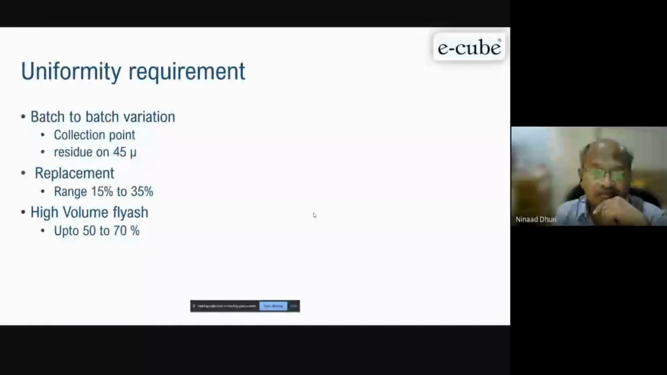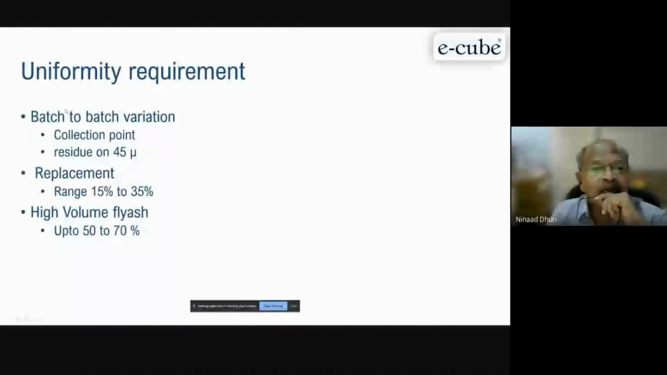So uniformity requirements are there because they are collecting in various fields. So the collection point has to be decided properly, and residue on 45 micron we can check on a regular basis. Because when you go to a thermal power station, you have 4 to 5 dust collection fields. One is very, very coarse material. Generally, we use from field number 2 to field number 3, which is useful for your concrete. Field number 4 and 5 is also very good, but a very limited amount is available. They are very, very fine.